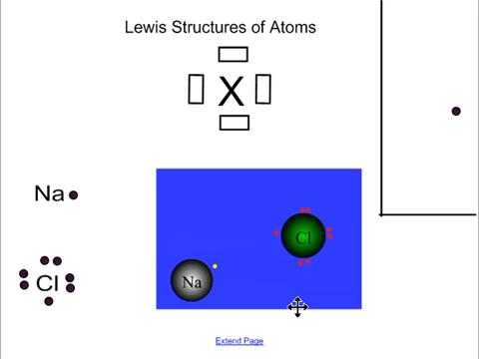And so that's how you draw Lewis structures for individual atoms based on the number of valence electrons. Bounce them around, only pair them up when you need to.